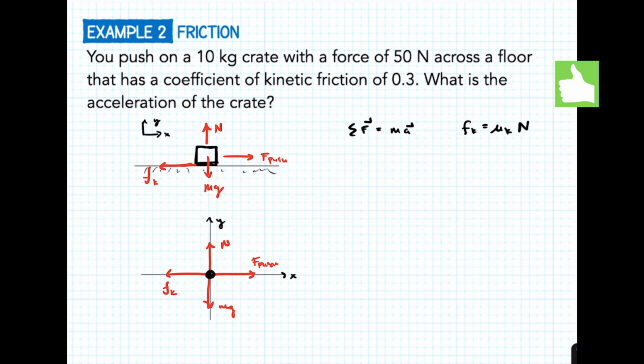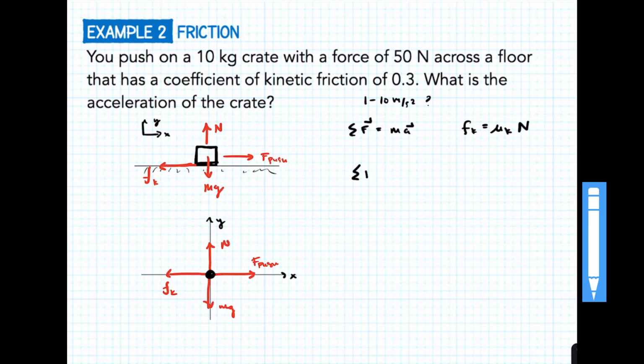Probably not 100, right? So let's say between 1 to 10. Okay, so that's the range we're looking for. So let's sum up all of our forces in the x direction and all of our forces in the y direction. We're going to start with y because that's the simplest one, okay?